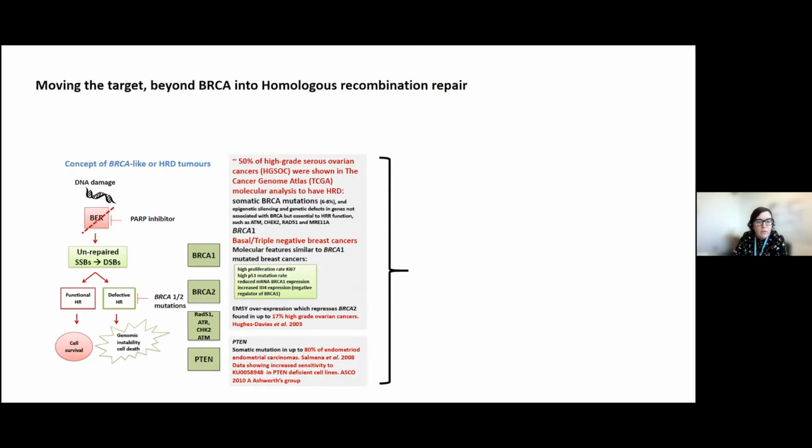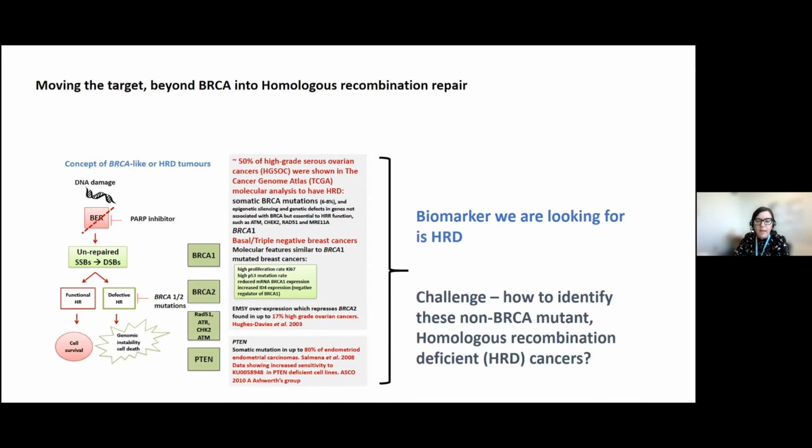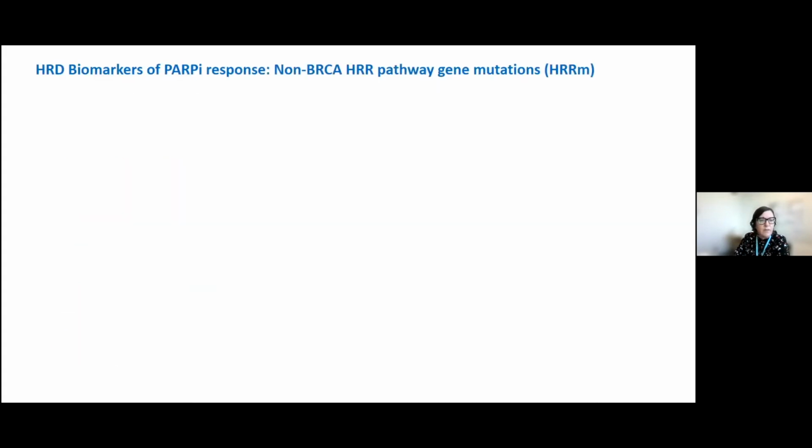We then started to move, obviously, beyond BRCA into homologous recombination repair, because of this idea that it's not just BRCA driving homologous recombination deficiency. I've listed here, just as examples, other things that can cause this BRCA-ness phenotype. We realized that we're looking for a wider biomarker called HRD, and how can you do this in cancers, and how challenging can this be?